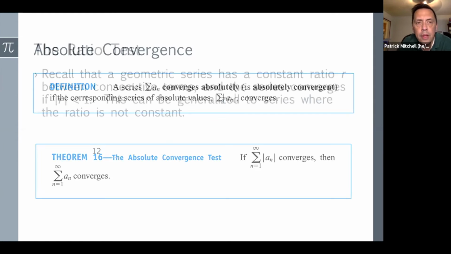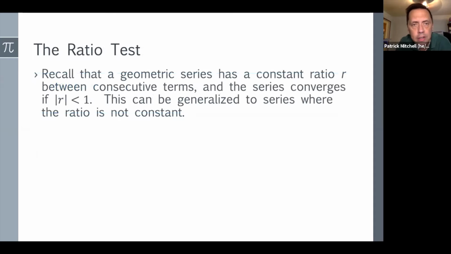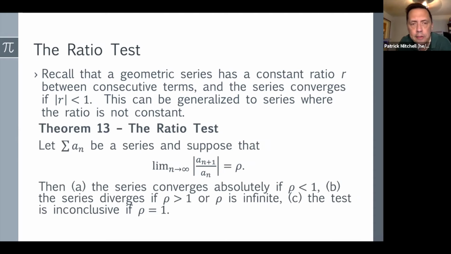Okay. All right, so now we're going to talk about a couple of tests that can be used on series with negative terms. And we're going to start with the ratio test. So the ratio test is a generalization of geometric series. Recall that a geometric series has a constant ratio r between consecutive terms, and the series converges if the absolute value of r is less than 1. It turns out this can be generalized to series where the ratio is not constant.